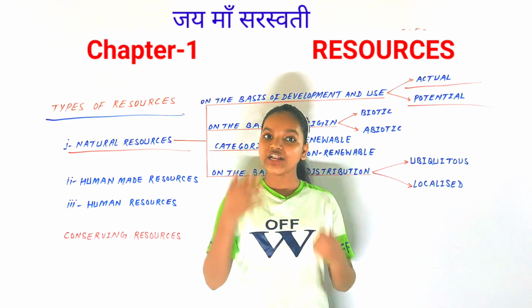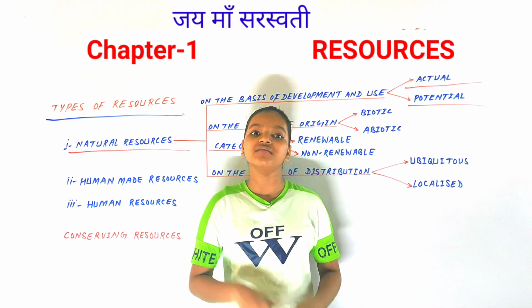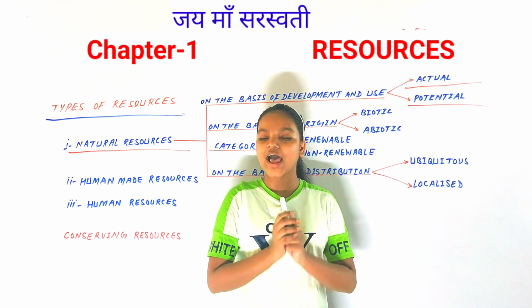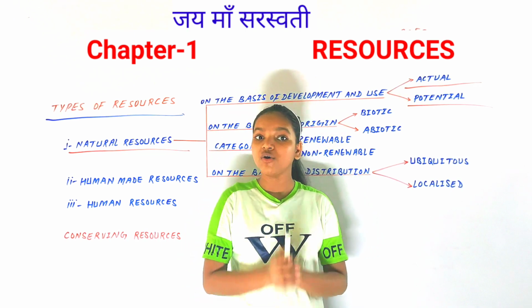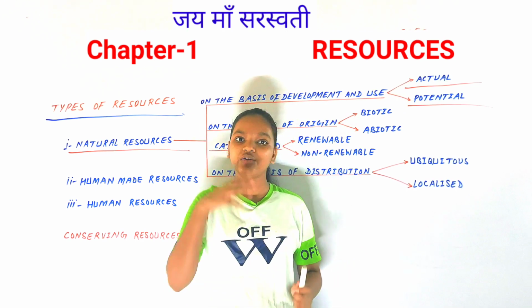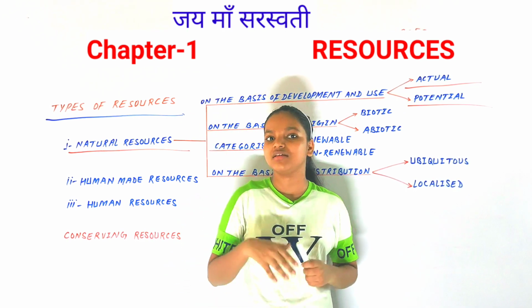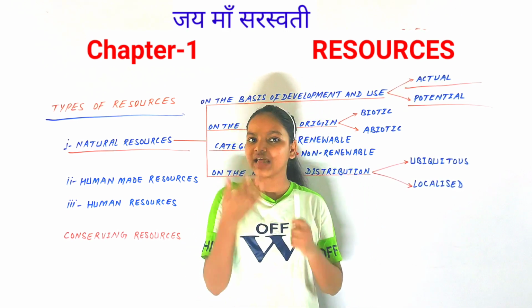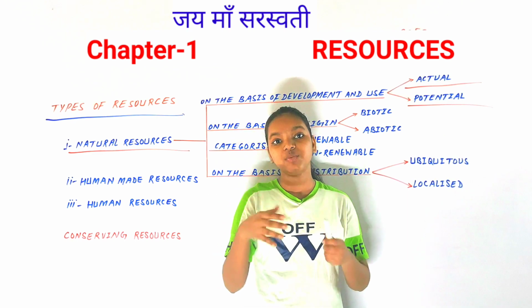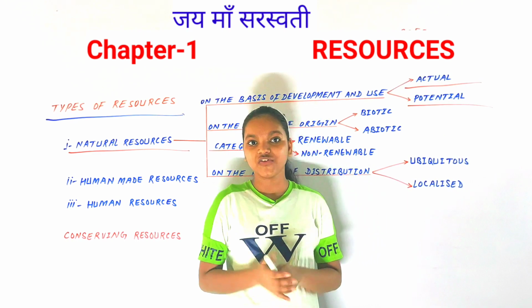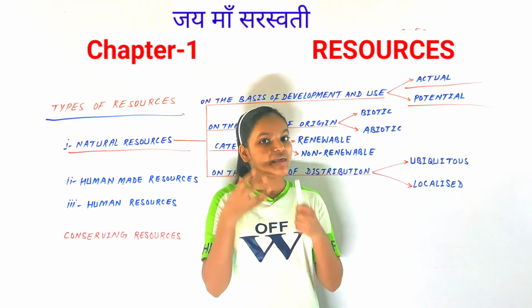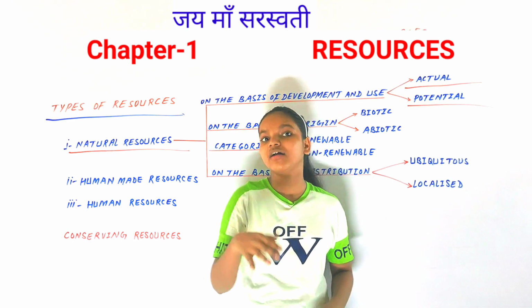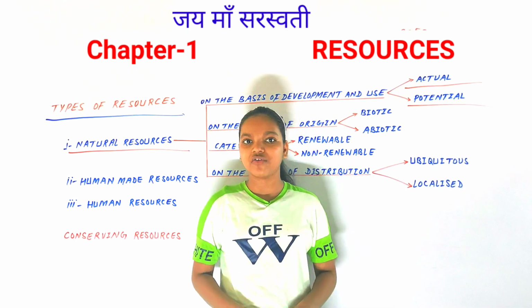And next is potential resources. Potential resources are those resources which are not being used at present and whose quantity may not be known completely. For example, the uranium found in Ladakh in India can be an example of potential resources because it could be used in the future and its quantity is also unknown. So on the basis of their development and use, there are two classifications: actual resources and potential resources.